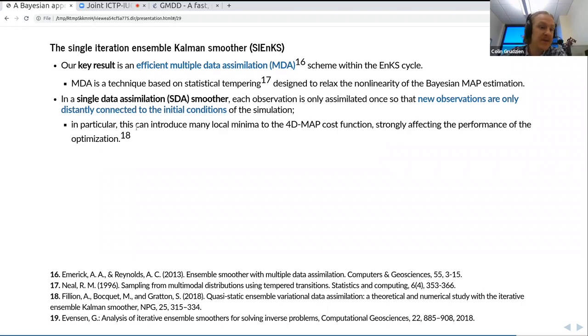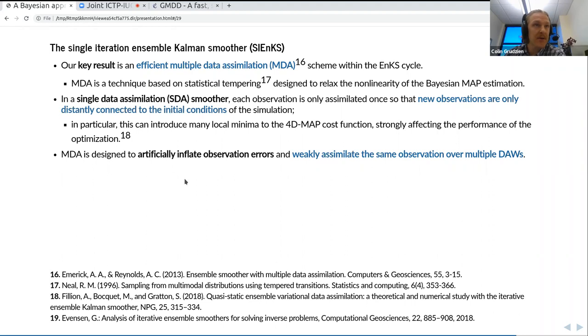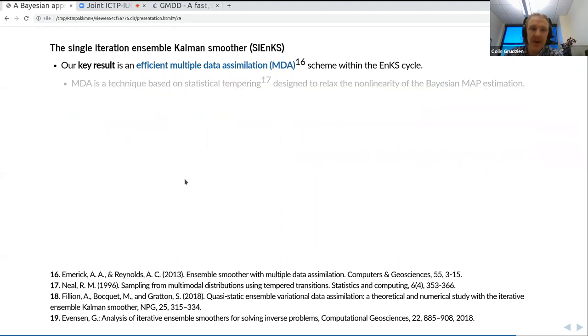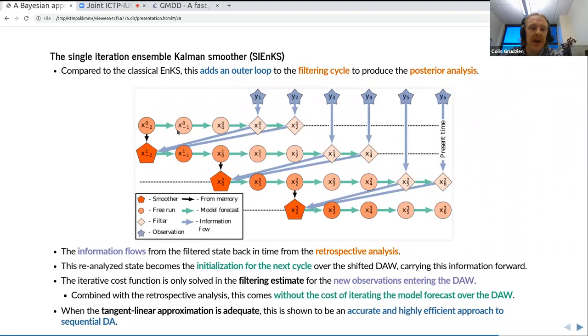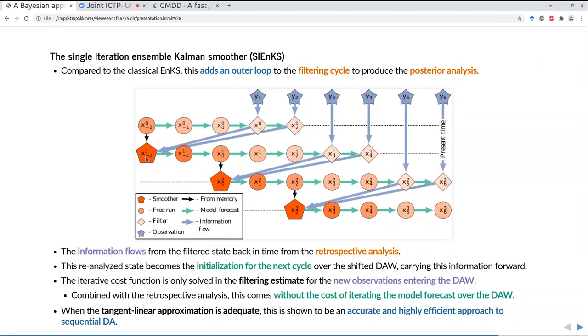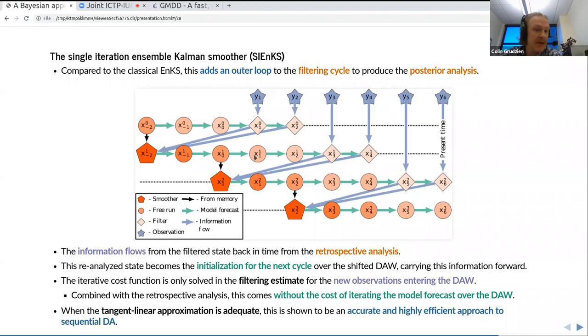So, in particular, this can introduce many local minima to the 4D MAP cost function and can strongly affect the performance of the optimization. So MDA is designed to artificially inflate the observation errors and weakly assimilate the same observation over multiple data simulation windows. That is, if we look back at this diagram, for instance, if we initialize right here, we'd in fact assimilate the observations at all of these times, even the ones that we have already assimilated, but we inflate the observation errors artificially so that they're only a weak constraint, to prevent overfitting from assimilating these multiple times.